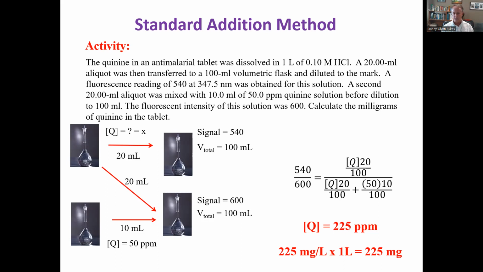So I have an initial quinine solution that I've made where I dissolved a tablet in 1 liter of 0.1 molar HCl. That's the upper left-hand flask. Presumably the quinine concentration is too concentrated, so I take 20 mLs of that, put it into a volumetric flask and dilute it to 100 mLs. Then I put that into my instrument and I get a signal of 540. So there's an extra step in there, and students have to be able to figure this out through the workflow.